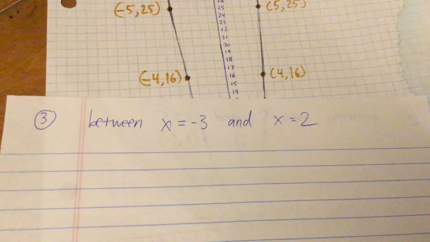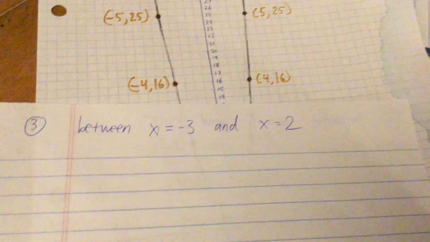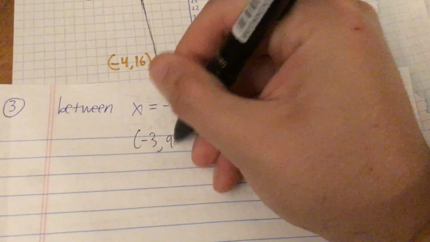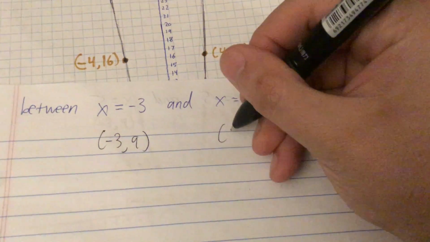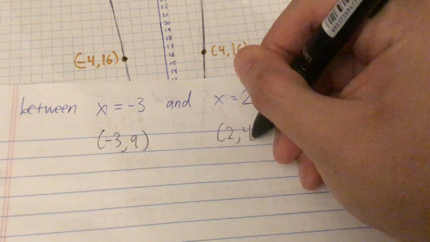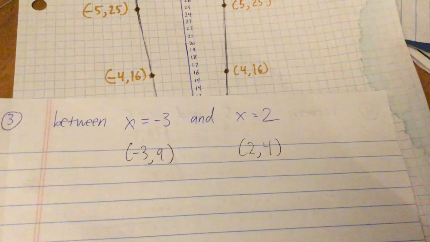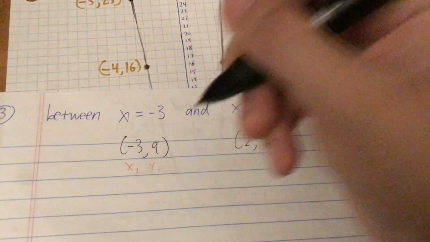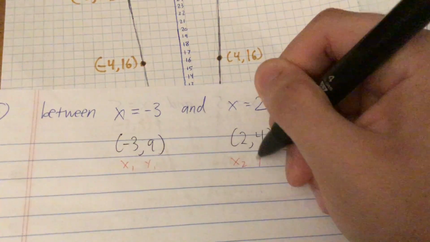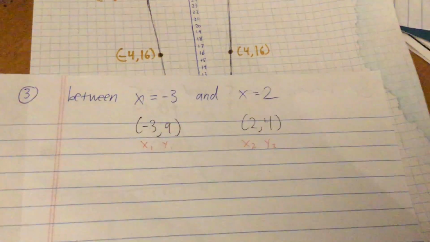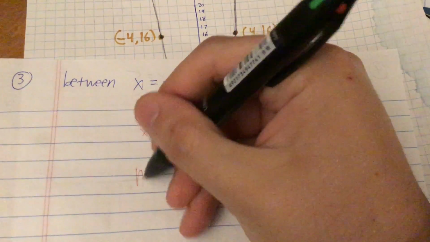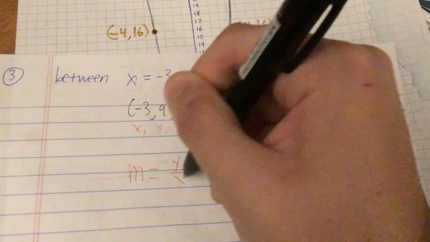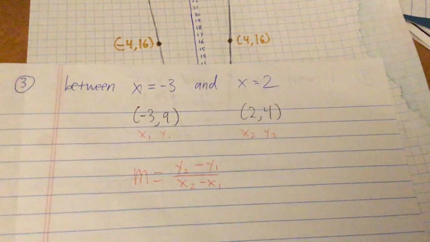So x equals -3. That means that my point is -3 comma 9. And x equals 2, y equals 4. I've got my 2 points. Let's calculate the average rate of change. x1, y1, x2, y2. So that means that our slope formula is y2 minus y1 over x2 minus x1.